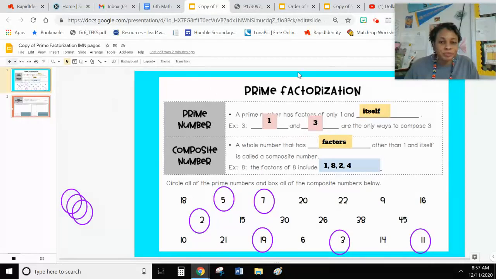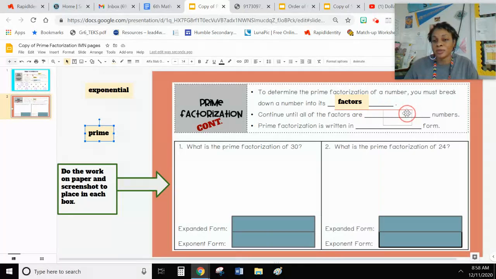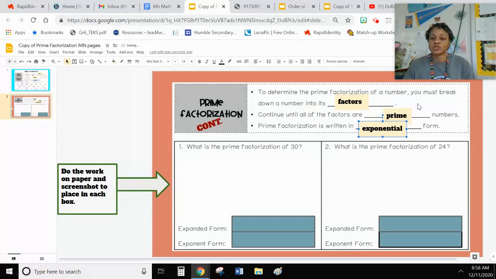Sorry, people. Prime factorization. To determine the prime factorization of a number, you must break down a number into its factors. Factors, hopefully you remember, are numbers that we multiply to get the product. So we're going to break it down into factors. Continue until all the factors are prime numbers. Remember, prime numbers are numbers that only have two factors. Prime factorization is written in exponential form. So it can be written in expanded form or exponential form.